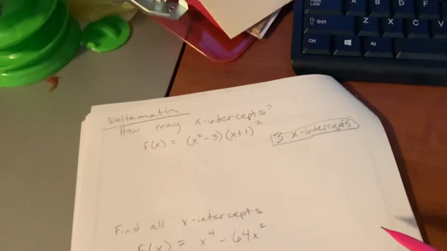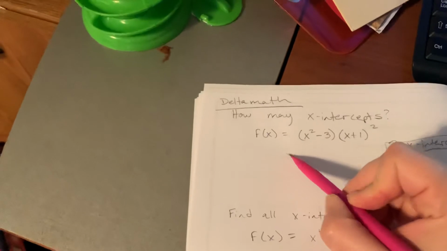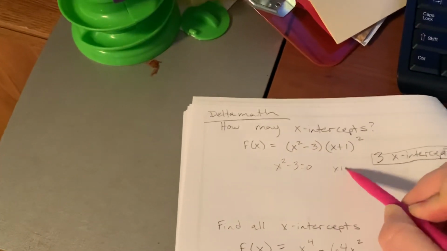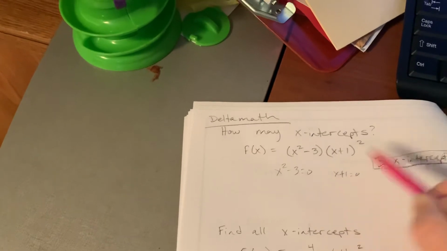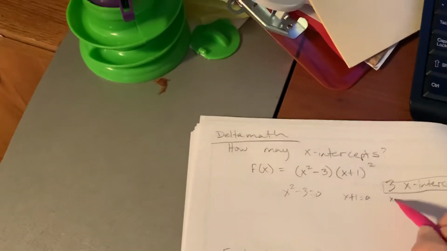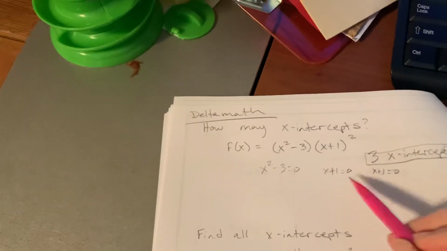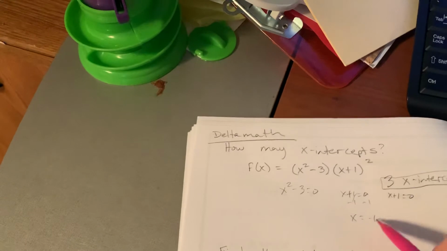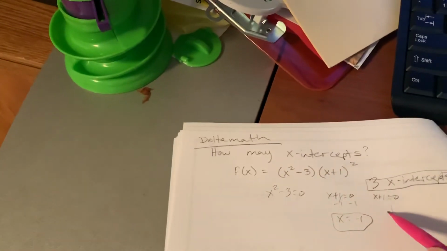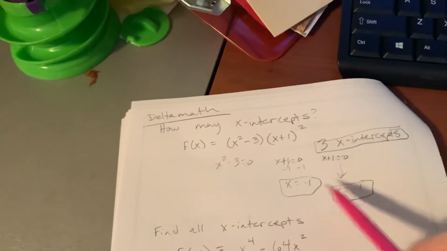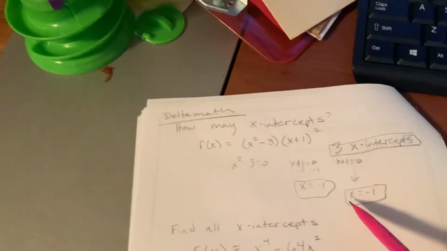So the other way, again, I can set each one of these equal to 0. x squared minus 3 equals 0, and x plus 1 equals 0. Now that little square means really I've got 2 of these. But if they're identical, they're going to give you the same answer. Minus 1, so x equals negative 1. This one will also give you x equals negative 1. So that's a duplicate answer. It's a multiplicity of 2 because it's the same answer.